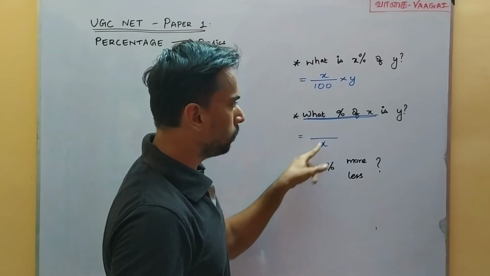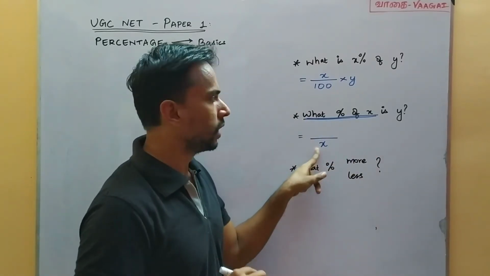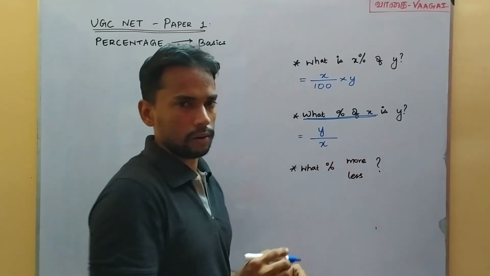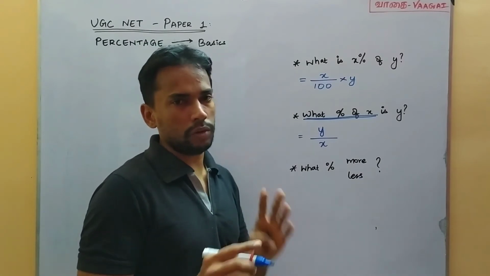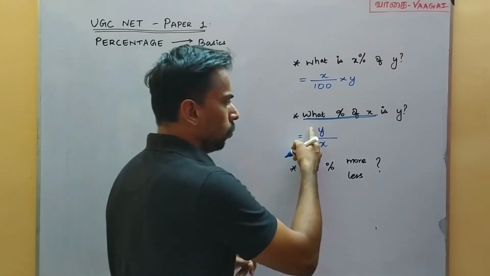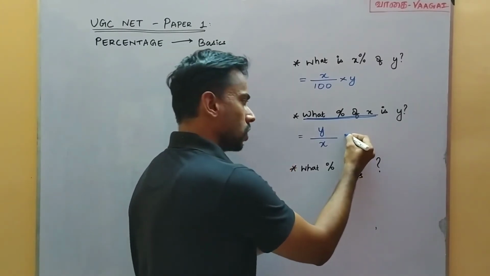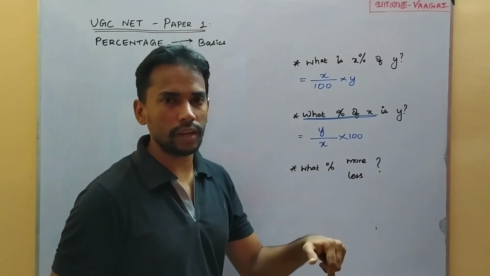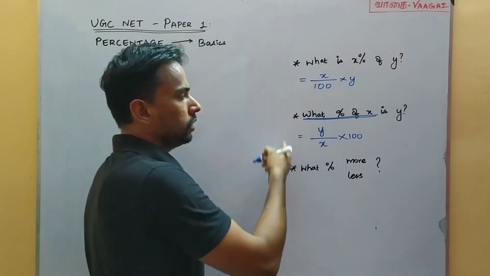What percentage of X? So X comes below, down, is Y. That is, now Y takes the numerator position. So be clear with both these two varieties. They are much important. Y by X, and now we are going to find what percentage it is, for which we need to multiply by 100. Now this simplification would give the answer for this question. So be clear with both these things.